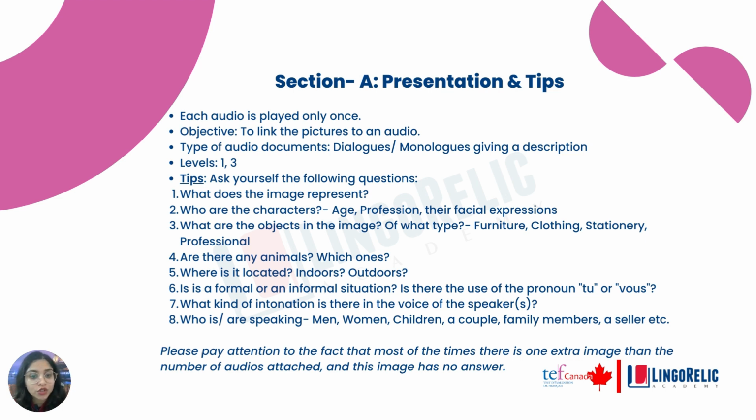So please also pay attention to the fact that most of the times there is one extra image than the number of audios attached, and this image has no answer. So this is just a trap for you. One image is extra and that might not have any response, so you have to be careful about that.